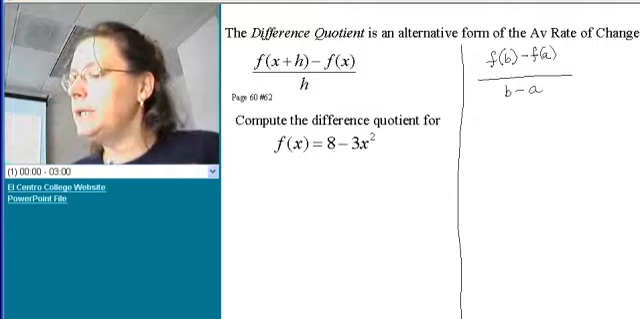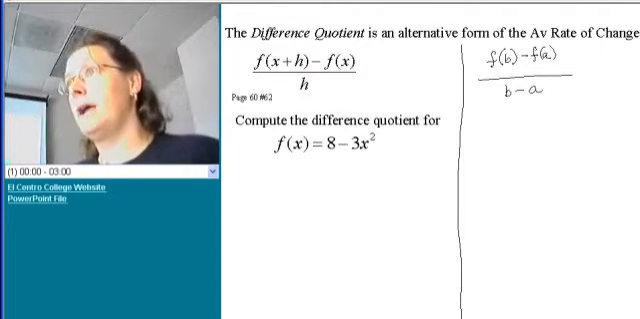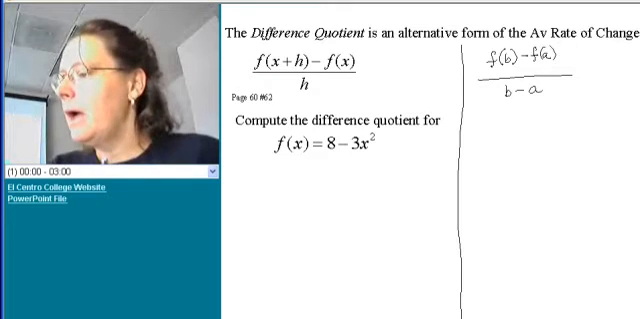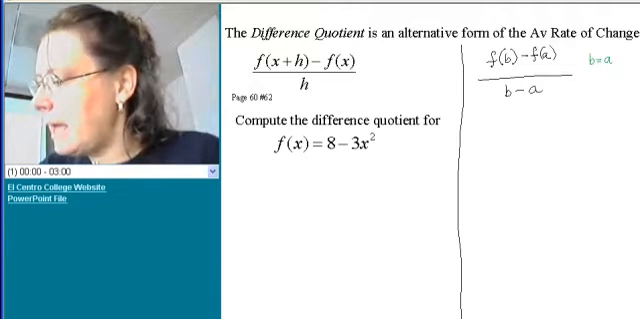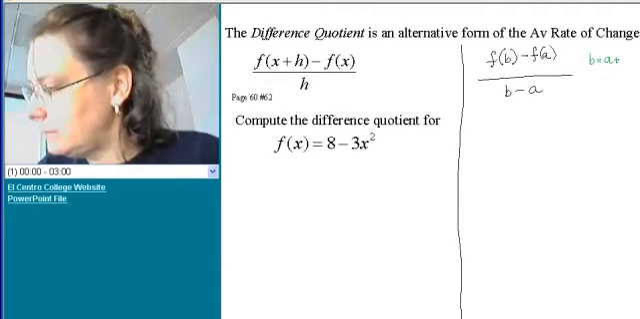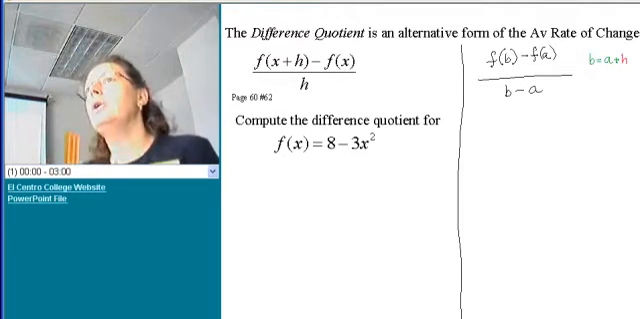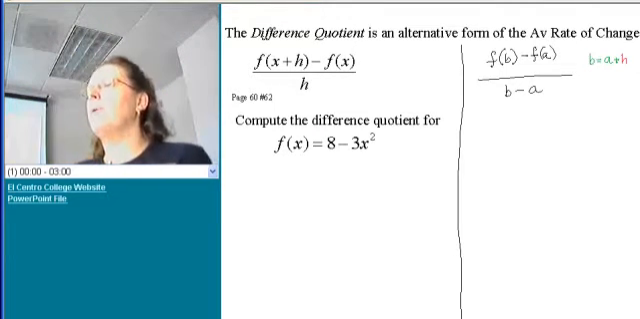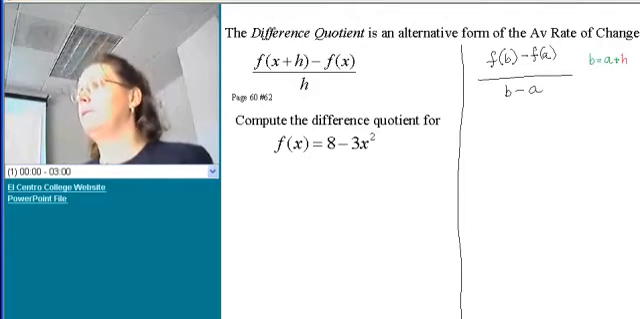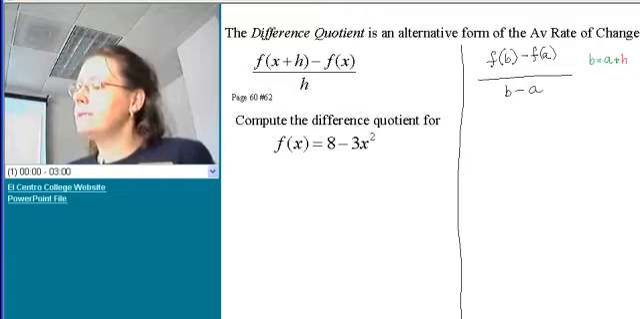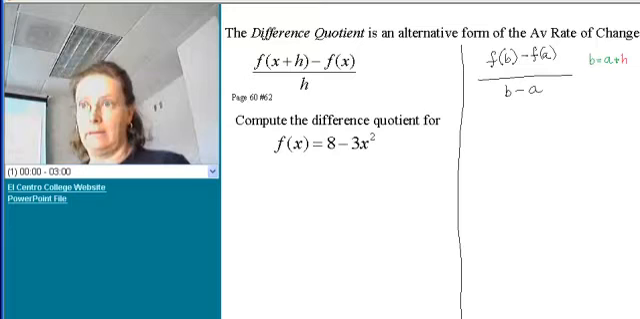Well, here I want to think about b not being a different number by name, but instead of calling it b, I want b to be equal to a plus a little bit, called h. In the problems before, we were looking at going from 1 to 3, or 7 to 12. But now I want to look at my other point as being some number of units away from a.